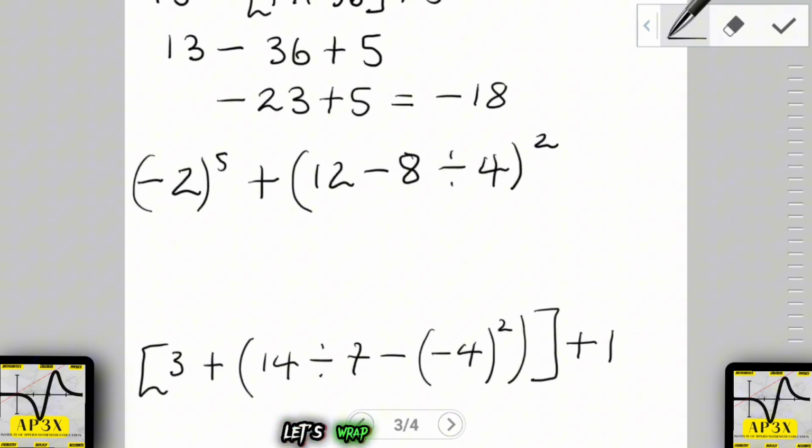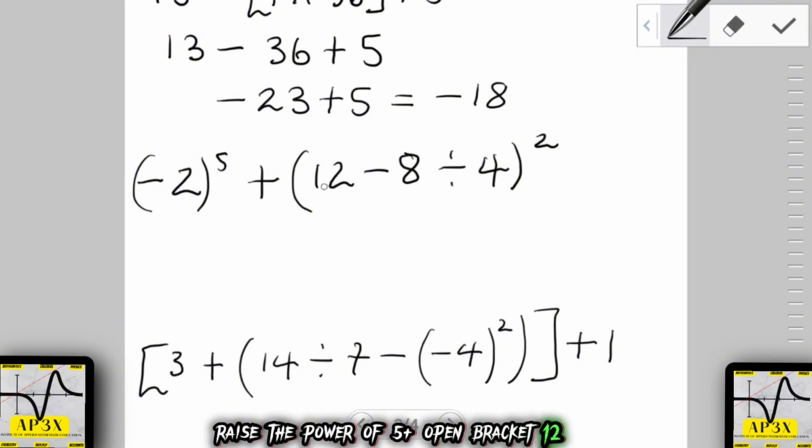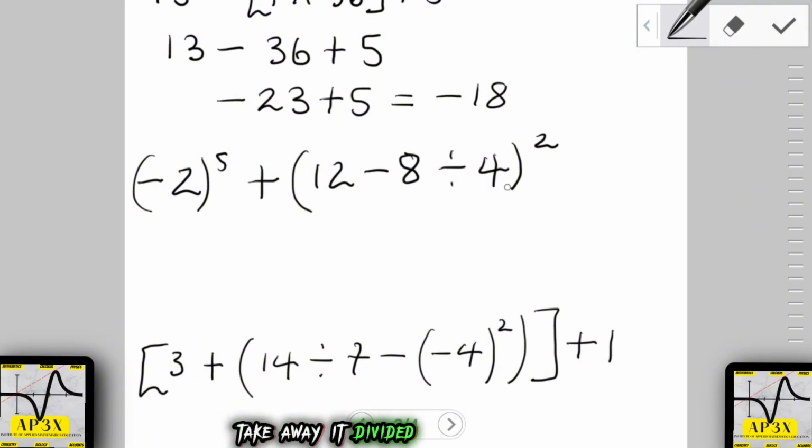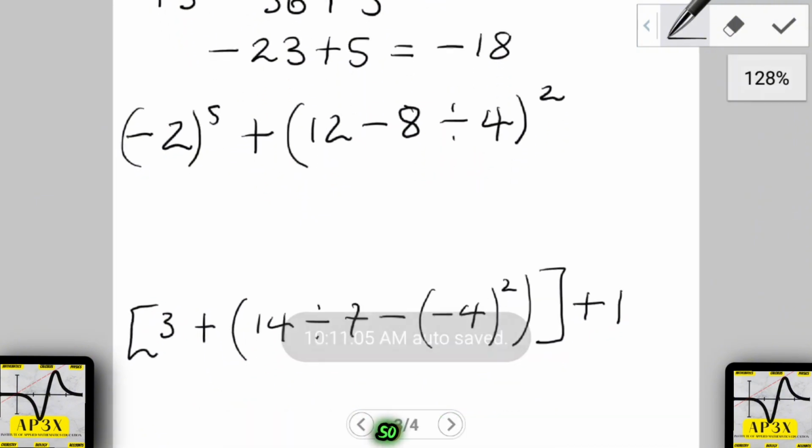Two more questions. Let's wrap this up, guys. We have negative 2 raised to the power of 5, plus open bracket 12 take away 8 divided by 4, squared. So what do we have here?